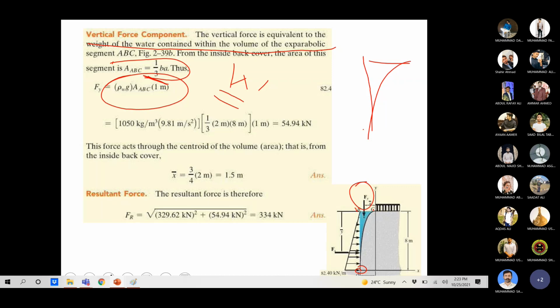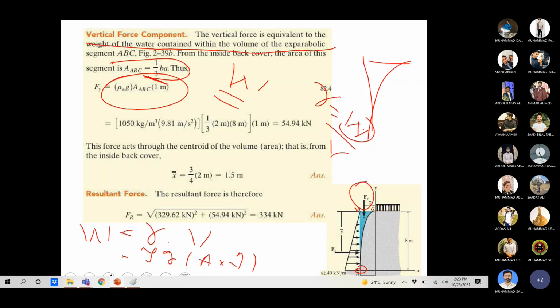Now, weight is equal to what? Specific weight, gamma, is equal to weight per unit volume, and weight is basically gamma into volume. And gamma is equal to rho g, and volume is area times 1, because we are actually finding it for 1 meter. So this is gamma, which is rho g, and this is volume. And how to find the area of this parabolic segment? It is basically 1/3 of BA. So that's how we can find W. This force acts through the centroid of the volume area that is formed inside.